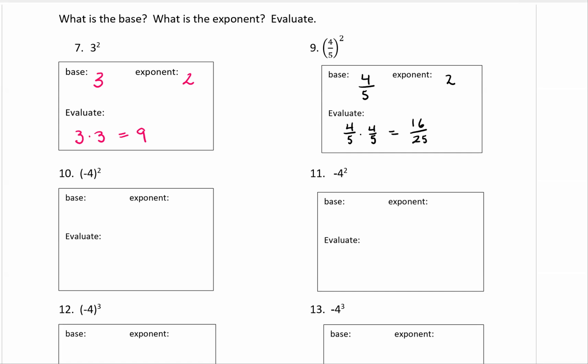Number 10, the base is -4. The exponent is 2. This means you have -4 times -4. -4 times -4 is equal to a positive 16.